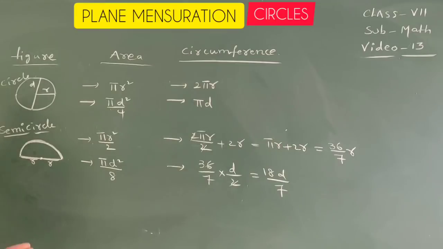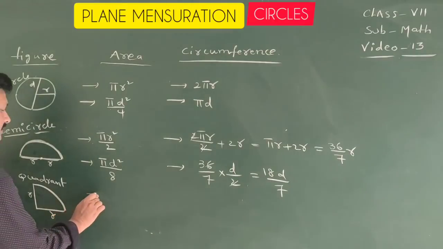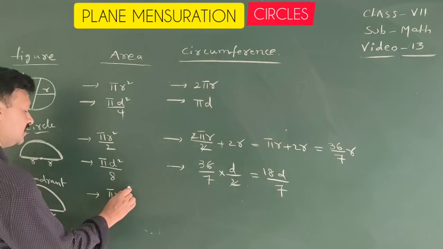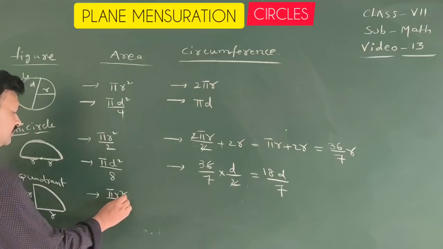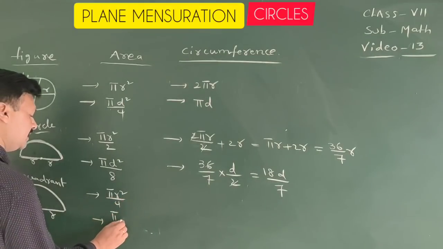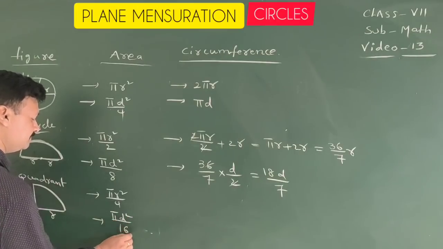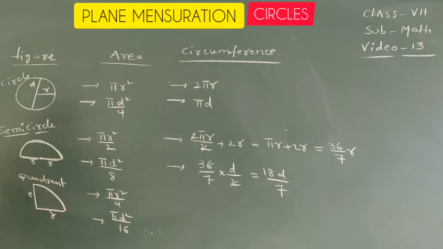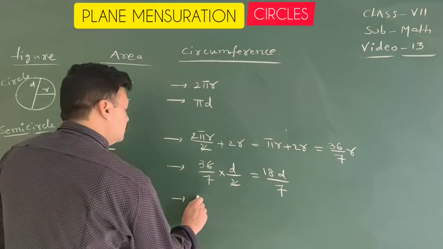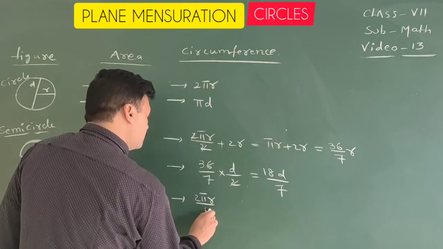Now, for the quadrant, the area is 1/4 of pi r square in terms of r. In terms of d, pi d square by 16. Circumference. Here 2 pi r by 4.